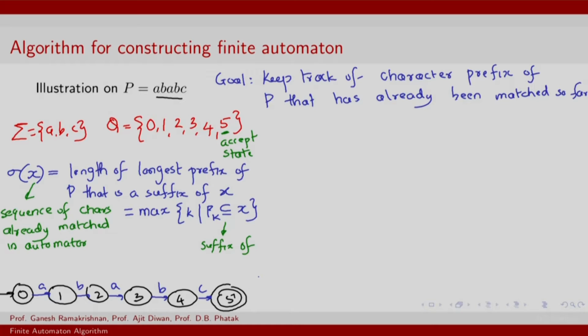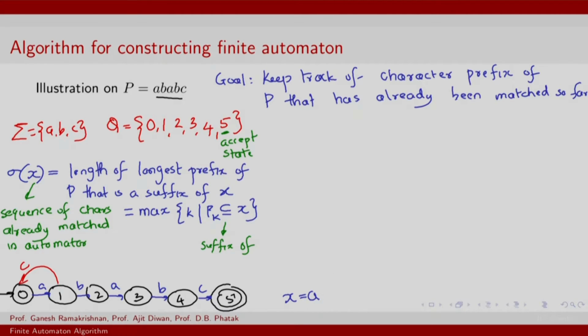This is routine. So, suppose I have so far seen the string A. Next, when I see a B, I know that I am going to move to state 2. How about C? So, when X is AC, I am going to ask this question, what is the length of the longest prefix of P that is a suffix of X? So, when I say suffix of X, it must include the last character C, and unfortunately that is not possible, you have to move back to 0.